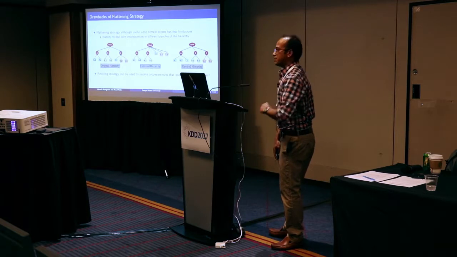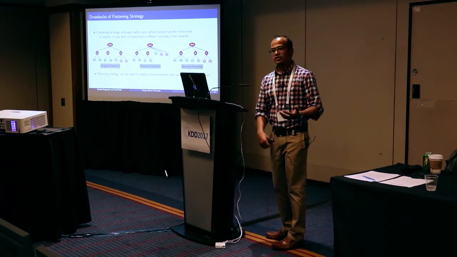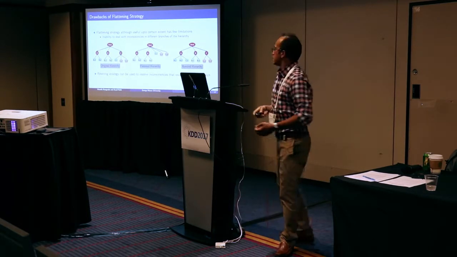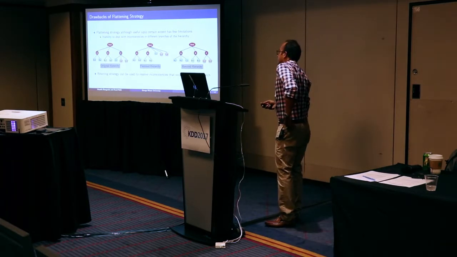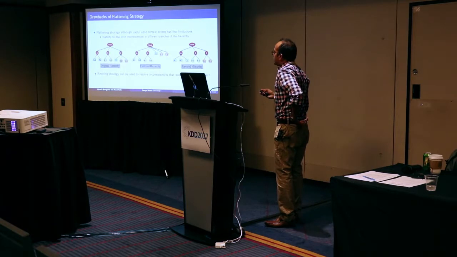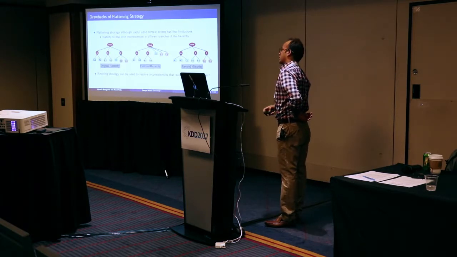So that was easy. Flattening, right? Just remove some of these nodes. So the flattening strategy, although useful, has a few limitations. It cannot deal with inconsistencies in different branches of the hierarchy, right?